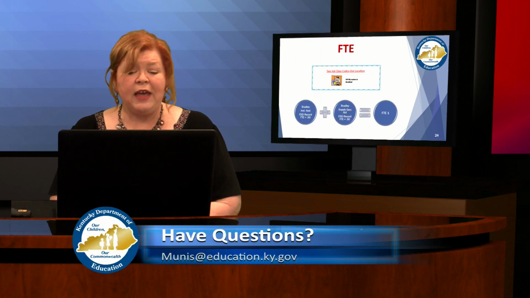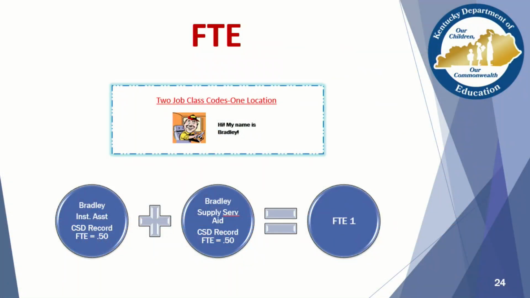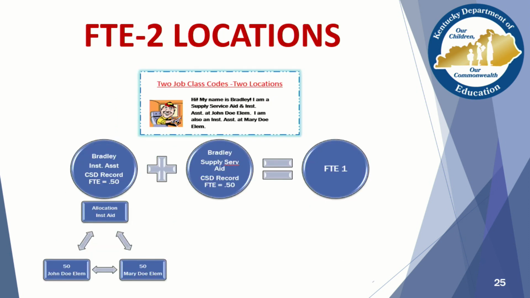So again, we're going to have a couple of graphics to put this in perspective. So now we have Bradley. Bradley is an instructional assistant and a supply service aide. 50-50 on each one, but that totals 1 FTE. Now on the second screen, we have Bradley, 50% instructional assistant, 50% supply service aide. He has 2 different job class codes, equal 1 FTE. But as the instructional assistant, his allocation is broken down into 2 different schools. He works for John Doe Elementary and Mary Doe Elementary. So the allocation is then going to be broken down to 50-50 on the allocation.